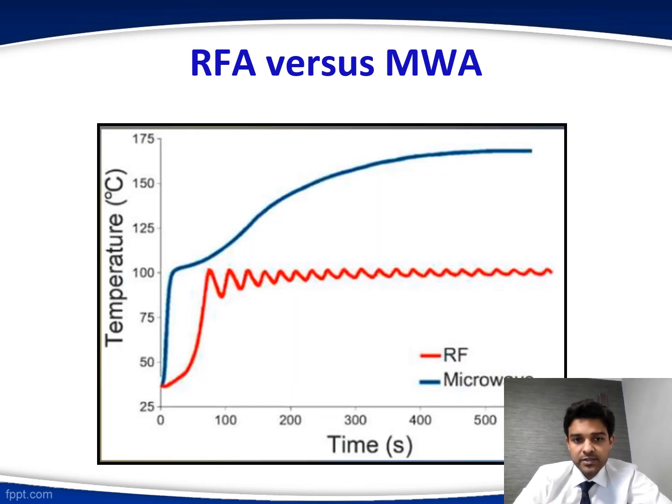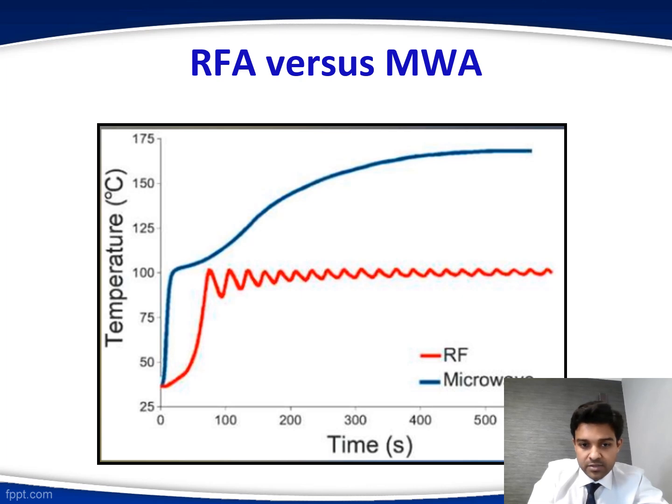Another comparison I would like to make between RFA and microwave ablation is the difference in temperature and time. Let's take for instance this graph with the x-axis being time and the y-axis temperature in degrees Celsius. At a constant 100 degrees Celsius, with the variation in time, you can see the RFA, which is signified by the red, and the microwave ablation, which is signified by the blue.